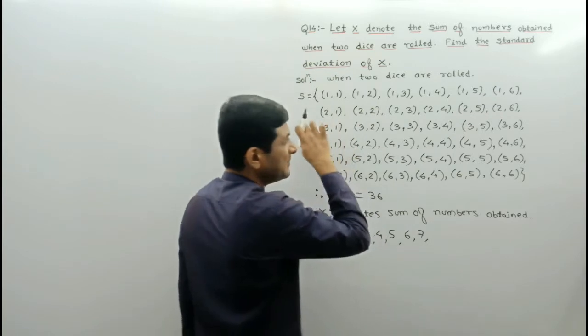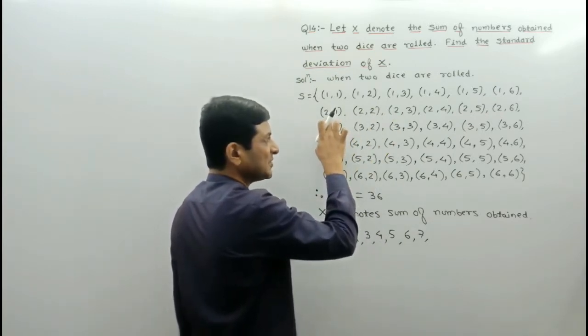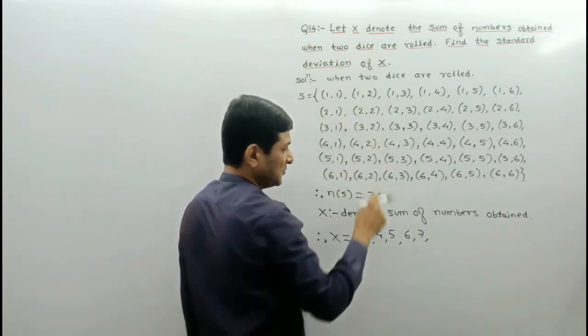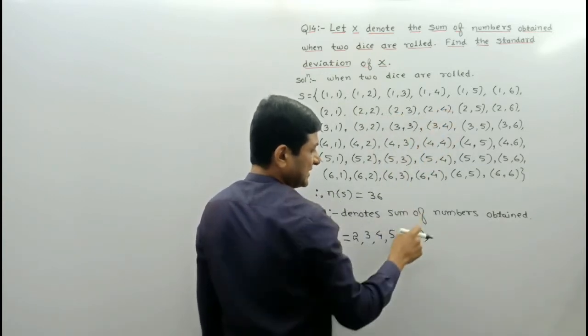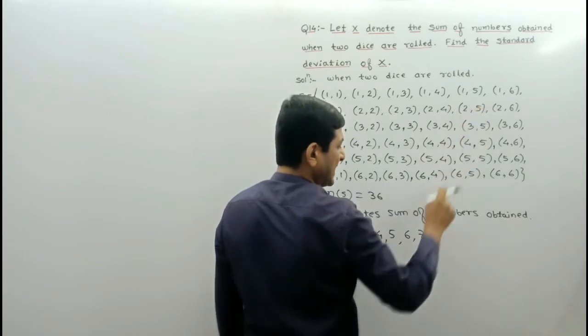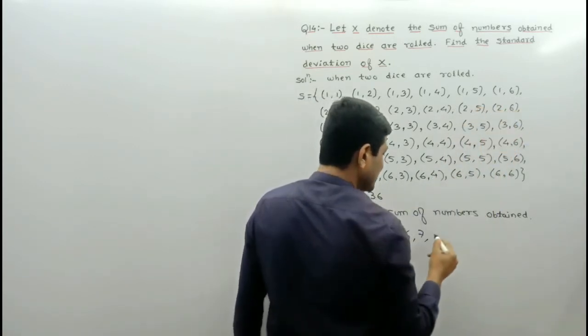Now observe the elements of the second row. 2, and their sum is 3, already 3 is written. Here sum is 4, 4 is written. Here sum is 5, 5 is also written. 2 + 4 is 6, 6 is also there. 2 + 5 is 7, 7 is also there. 2 + 6 is 8.